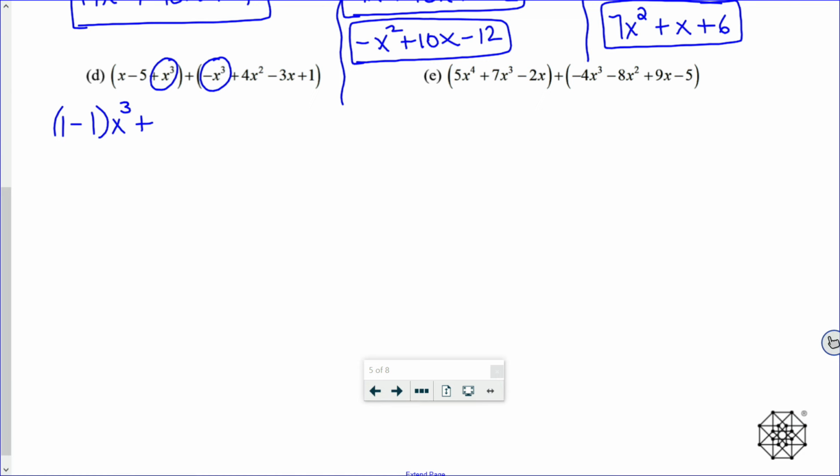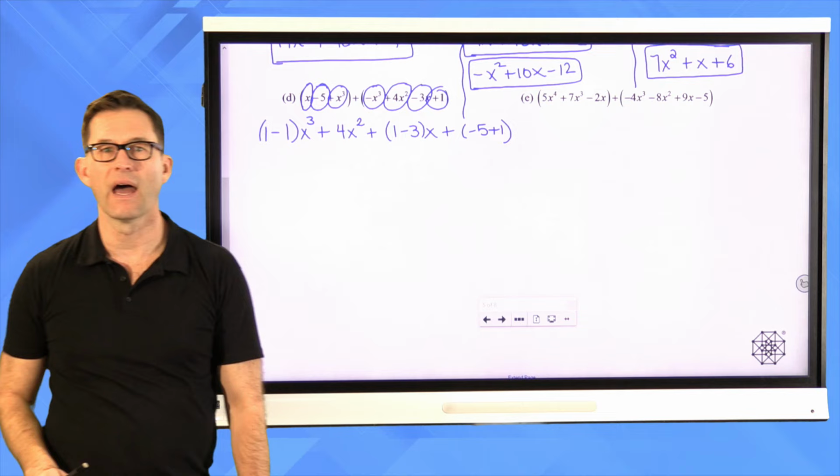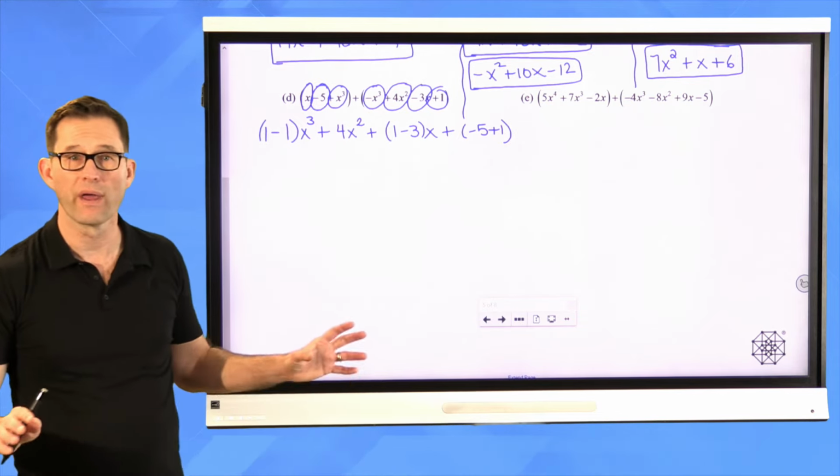Now if we look at the x squared, the only x squared that we have is in this second parentheses. There is nothing to combine it with. Then when we look at x to the first, we have 1x to the first here and negative 3 here. So that would literally kind of look like this. And then finally with our constants, we have a negative 5 here and a positive 1 here. So we have something like that. Now we're not done, but I just kind of wanted to write it all out.